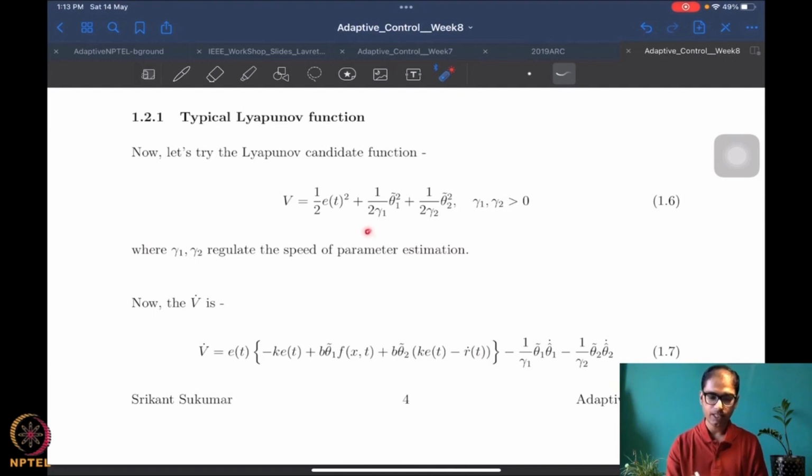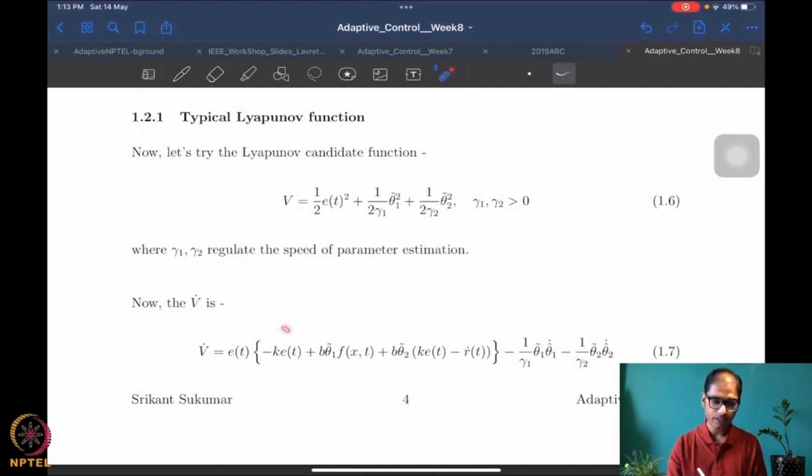Then we have derivatives of these terms, which comes out to be minus 1 over gamma 1 theta 1 tilde theta 1 hat dot and minus 1 over gamma 2 theta 2 tilde theta 2 hat dot. And we are, of course, yet to define the update law. Right? We are yet to define the update law. Great. Now, again, what do we do?